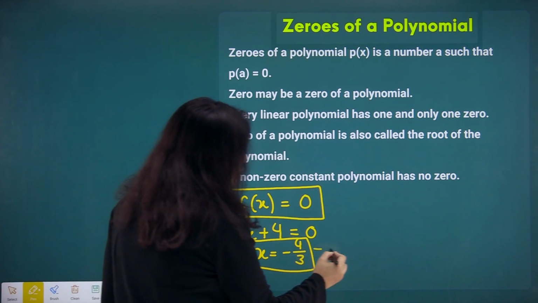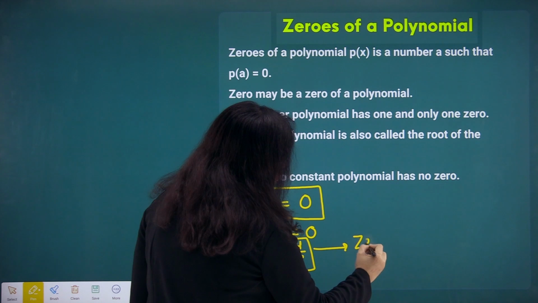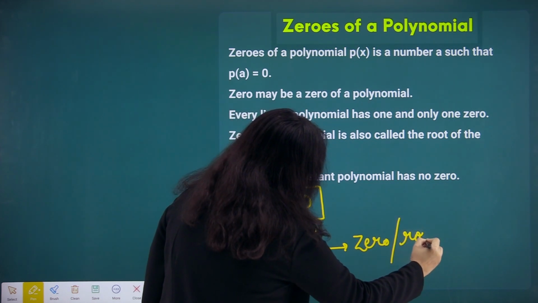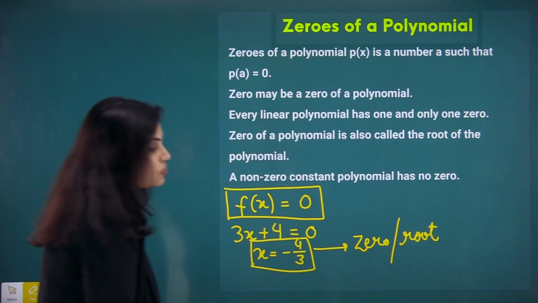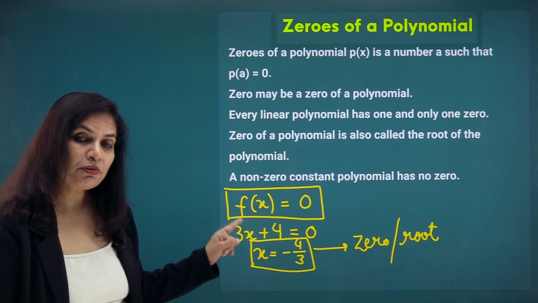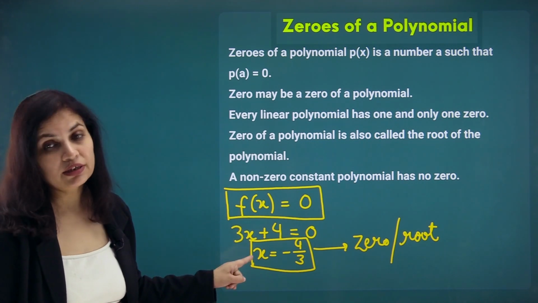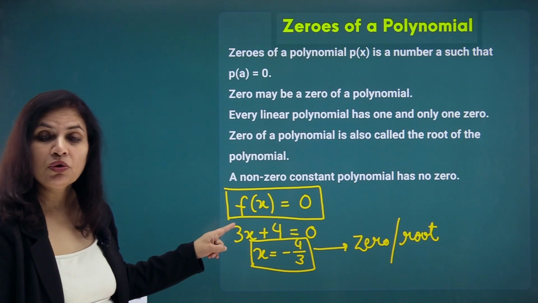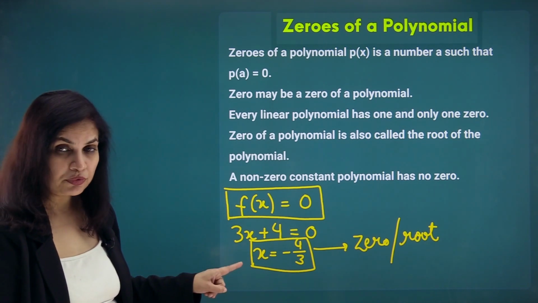This is the 0 of the polynomial and is also known as the root of the polynomial. Again, there is a connection between 0 and the degree. If it is a linear polynomial, it will only give you one solution or one root.